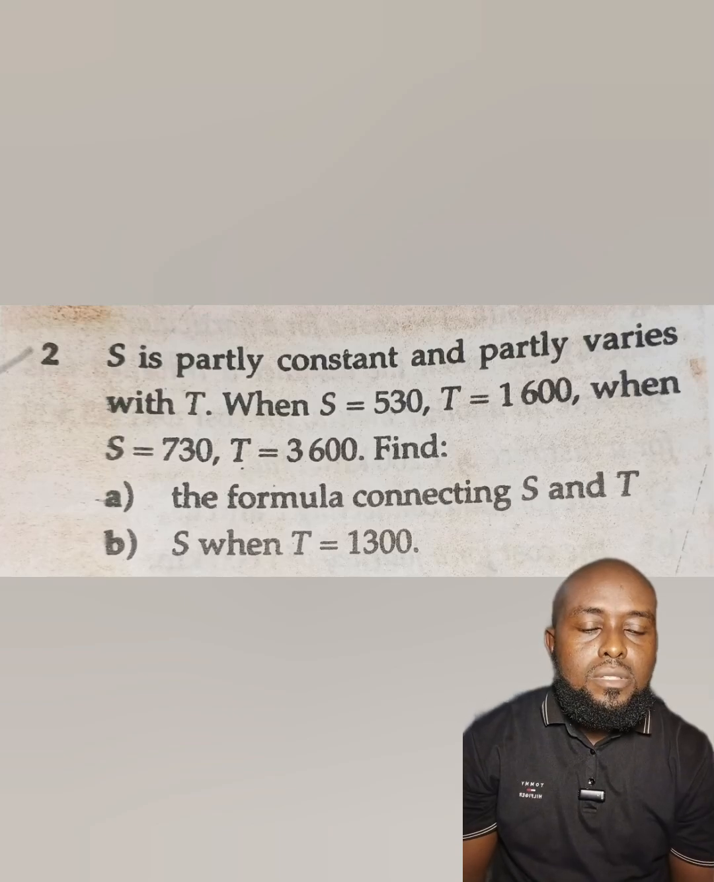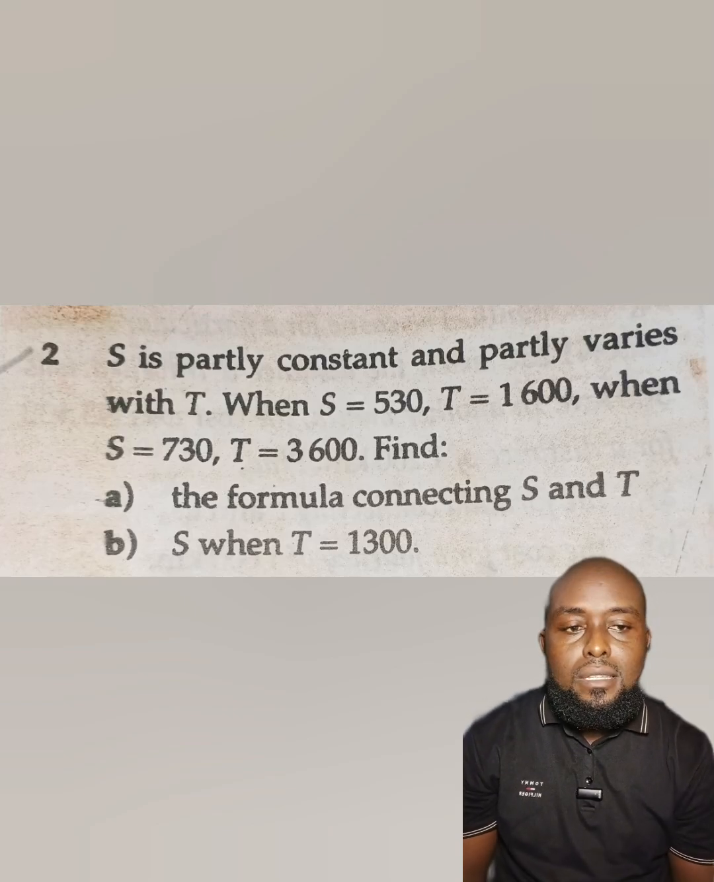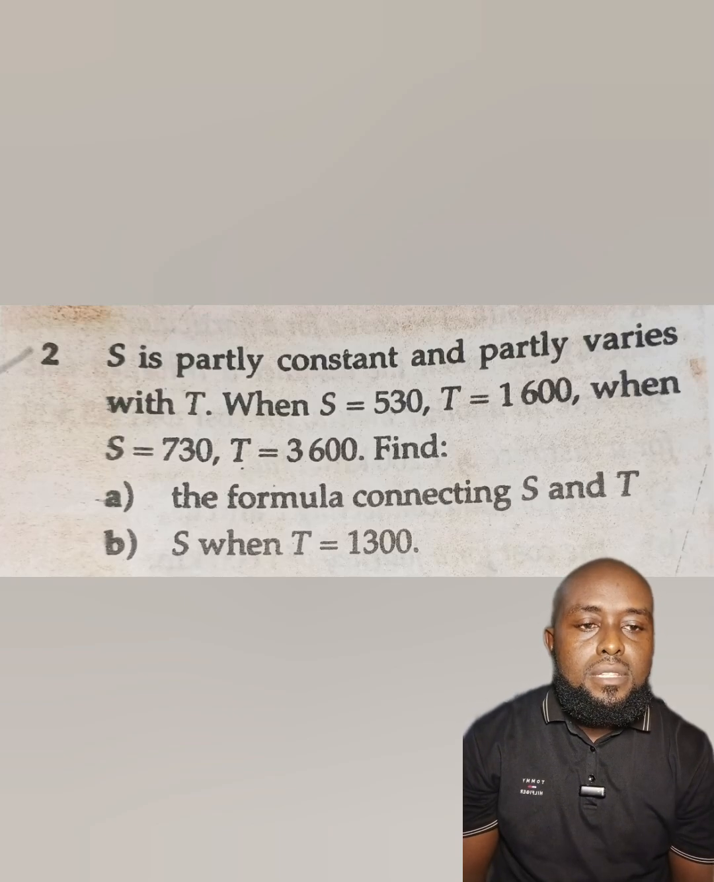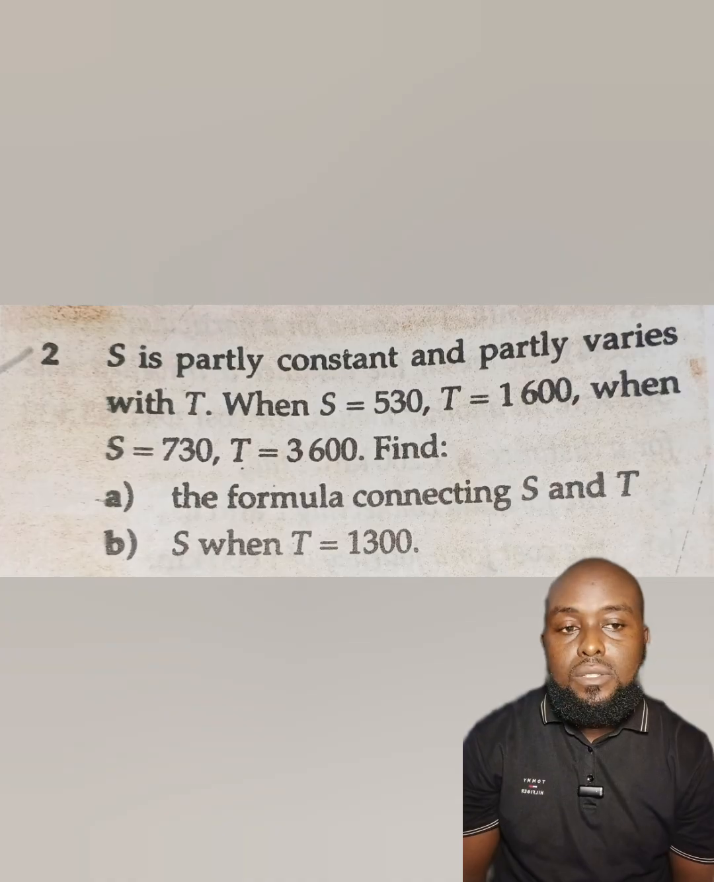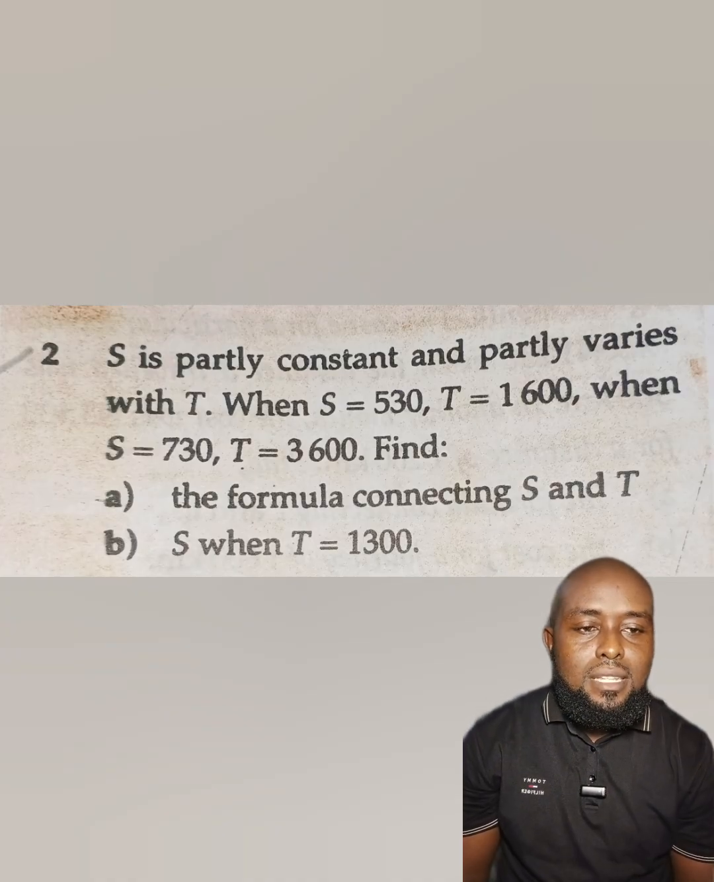S is partly constant and partly varies with t. When x equals 530, t equals 1600. When x equals 730, t equals 3600. Find the formula connecting x and t. Find x when t equals 1300.